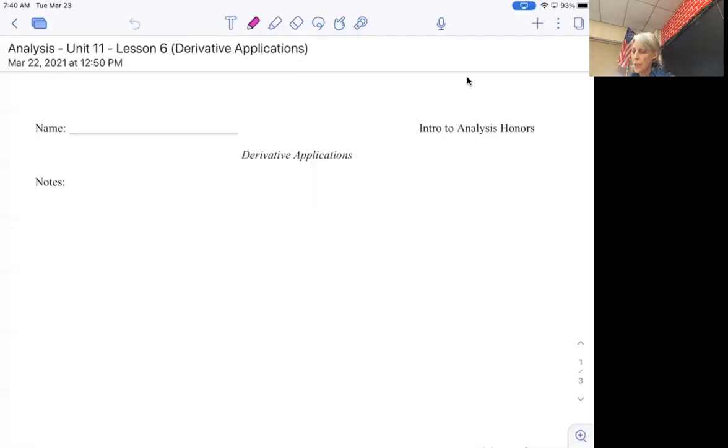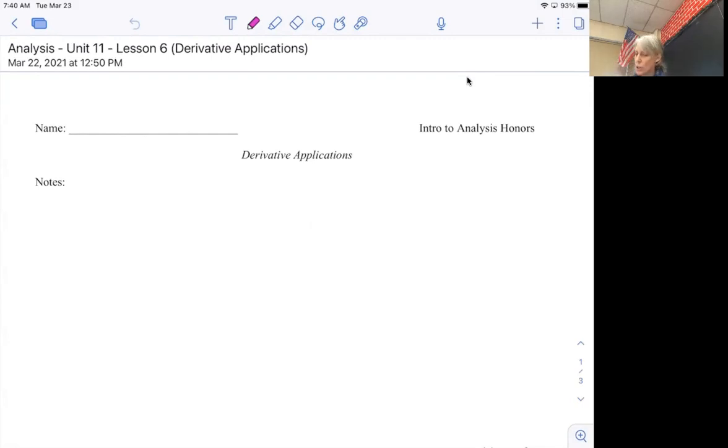Hi, guys. Today we're on Unit 11, Lesson 6, and we're going to be talking about some more derivative applications that we can do now that we know how to find a derivative using an easier method. There are many different types of problems that can be solved using calculus. Yesterday, we used the derivative to help us write the equation of a tangent line. Today, we're going to talk about some basic problems involving geometry and physics.